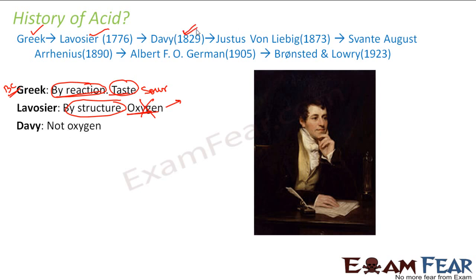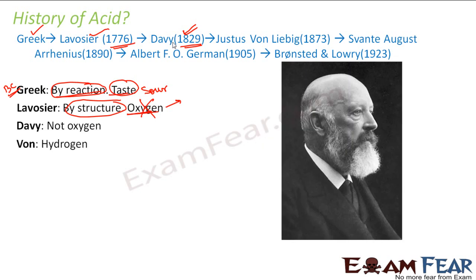So this was the Davy period, 1829. If you see, they're not very old, maybe 220 years old, that's all, right? And then this guy Vaughan, in 1873, not even 120 years old, said that it was not oxygen, it is hydrogen that is responsible for the acidic nature of a substance. He did some experiments, took some acids and reacted them, and found that hydrogen was common, and then he concluded that hydrogen is responsible for acidic nature, right?